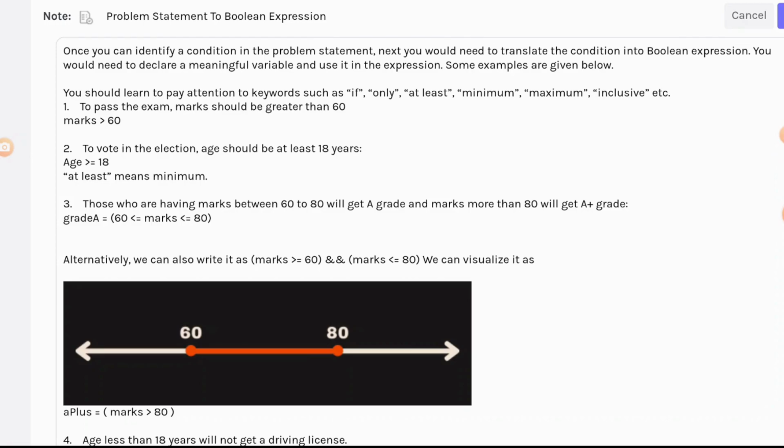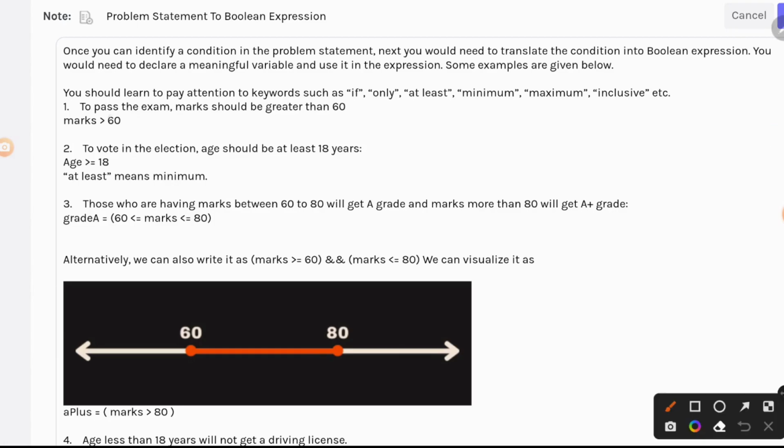Currently we are learning how to create and use Boolean expressions. In today's class we will learn about translating a problem statement into a Boolean expression. We will learn how to identify some of the keywords and use them to pick the right Boolean operator. We'll start with one example.